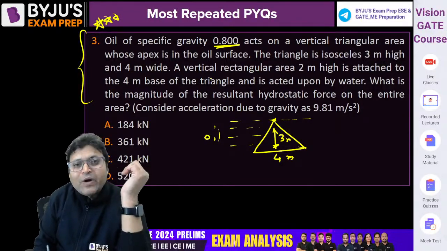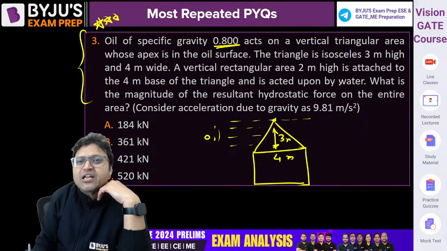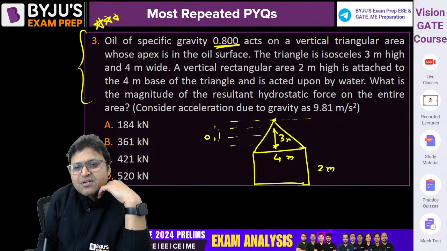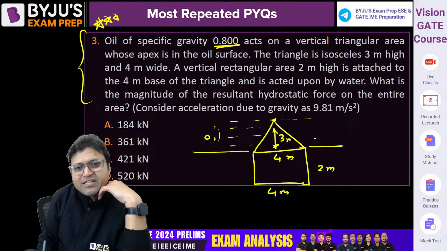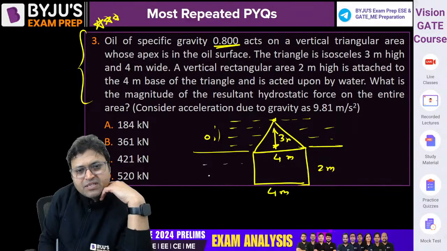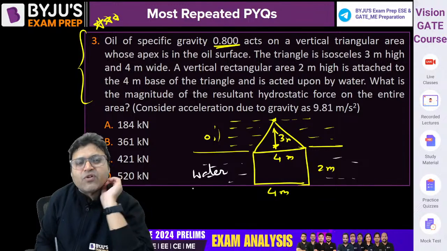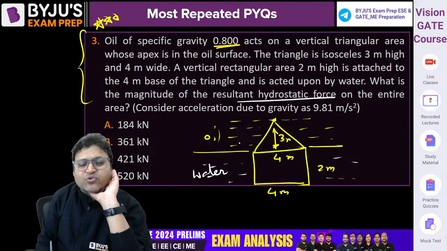A vertical rectangular area 2 meter high is attached like this. There is a rectangular area 2 meter high attached to the 4 meter base of the triangle and is acted upon by water. So up to this point there is an oil and the remaining is water. This is water. What is the magnitude of the resultant hydrostatic force on the entire area?